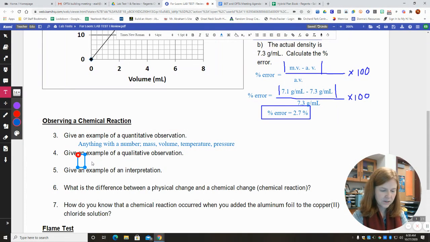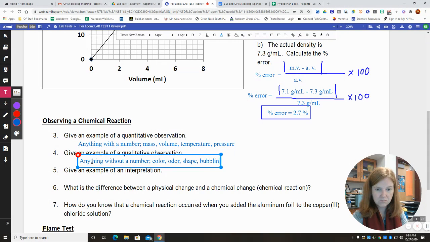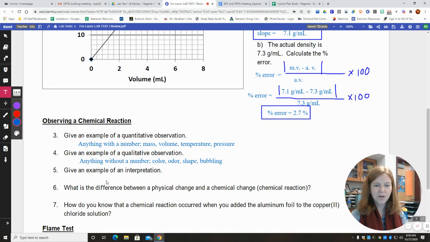Qualitative, think quality, is anything without a number. So color, odor, shape, bubbling. I don't know, those sound great. So anything that when you are recording data about it, there's no number attached, okay?